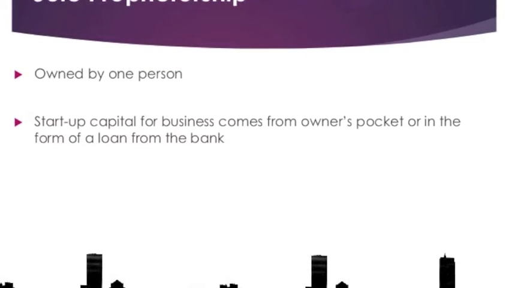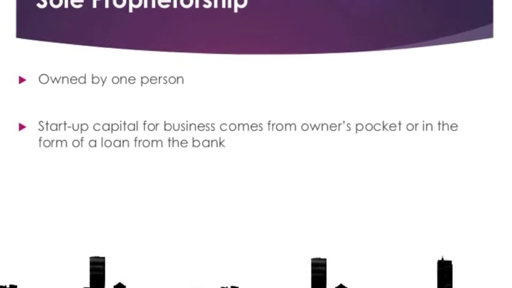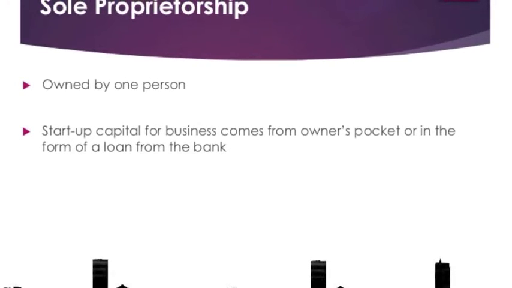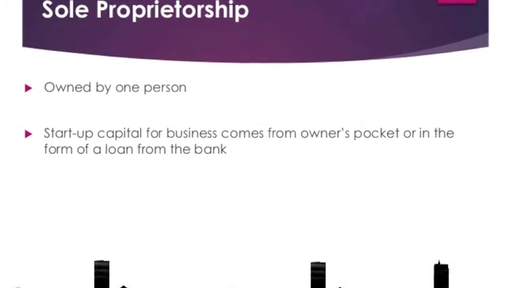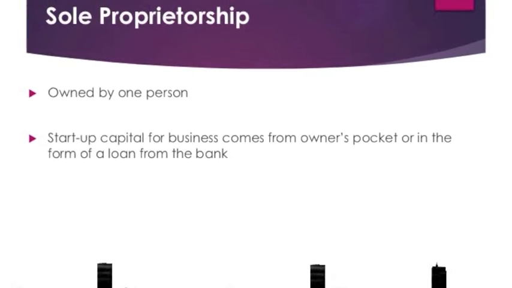The first one we will look at is sole proprietorship. It is characterized by being owned by one person. The startup capital, or the money used to create the business, comes from the owner's pocket or in the form of a loan from the bank in the person's name.